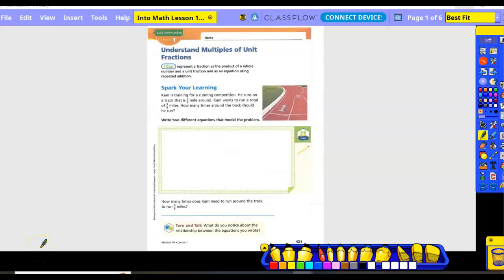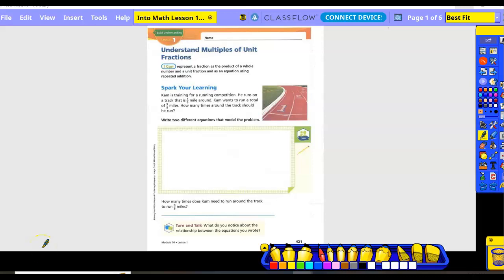Fourth grade math lesson 16.1. Understand multiples of unit fractions. I can represent a fraction as the product of a whole number and a unit fraction and as an equation using repeated addition. Spark your learning.